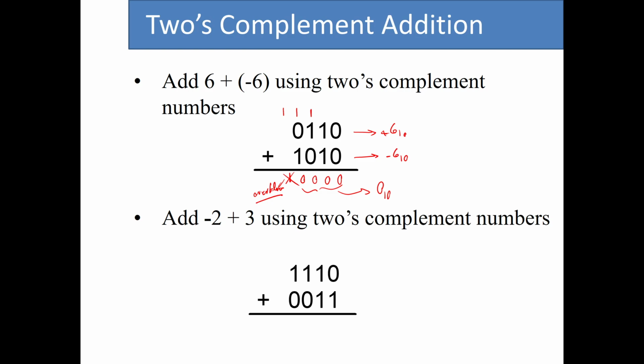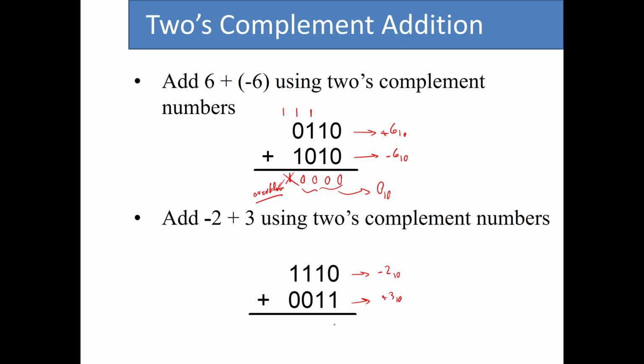So let's take a look at another example. Here we want to add negative 2 and positive 3. So this is negative 2, this is positive 3, and we expect the result to be 1. So let's see if the result is correct.